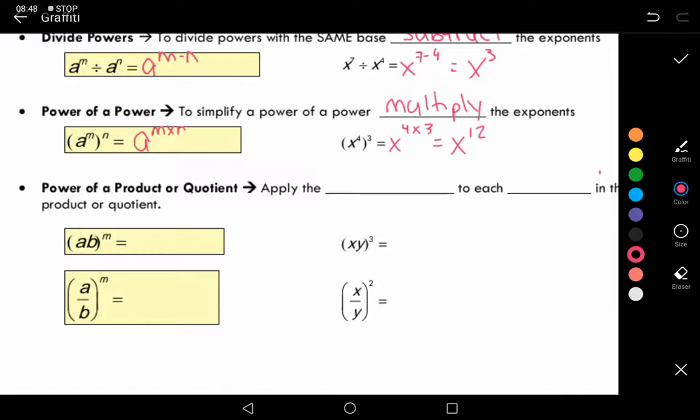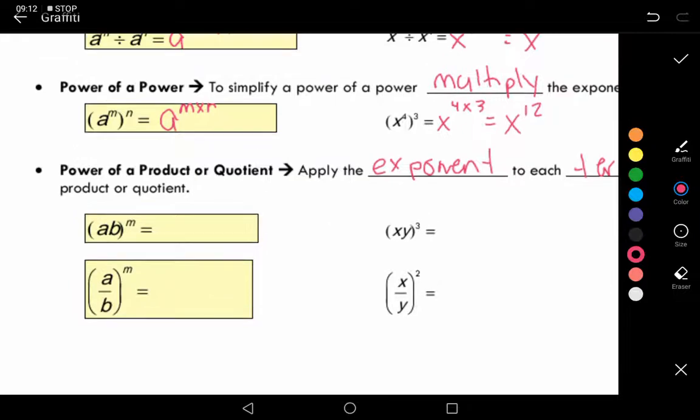Okay, last one is power of a product or quotient. What we need to do here is apply the exponent to each term in the product or the quotient. Product is just a result of multiplication. Quotient is just a result of division. So don't think too much into the name of it.